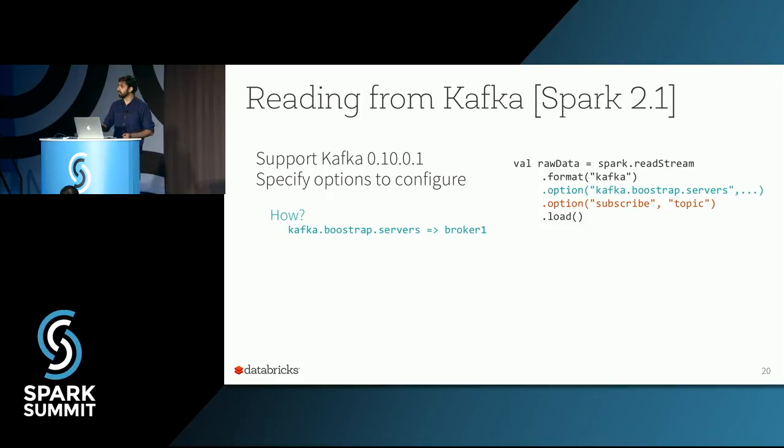So step one is you have to read from Kafka. Since Spark 2.1, we have added Kafka as a data source. And to configure it, it's very easy. You have to specify how to read the data by specifying the Kafka bootstrap servers. Usual Kafka consumer configurations totally work in this Kafka source.